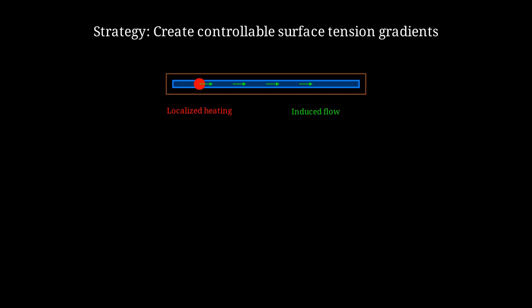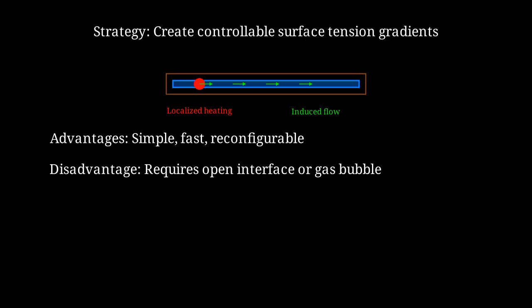The resulting temperature gradient launches a Marangoni flow that transports fluid along the channel. Marangoni pumping is simple, fast, and reconfigurable. You can change flow patterns just by moving the heating spot, without redesigning the chip. The main limitation is that you need a liquid-gas interface where surface tension acts. This is not always compatible with sealed microfluidic systems.